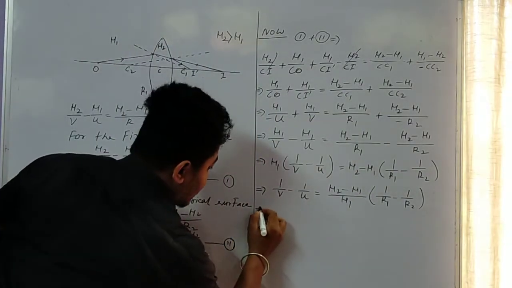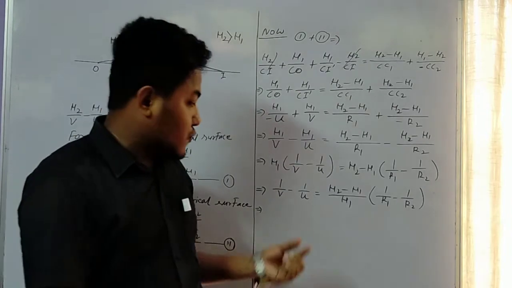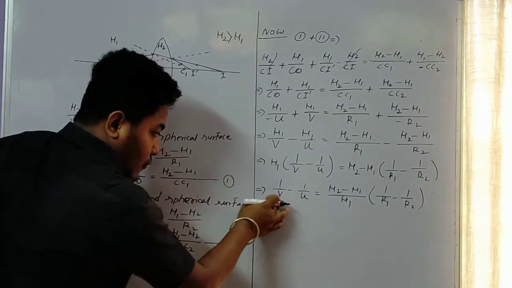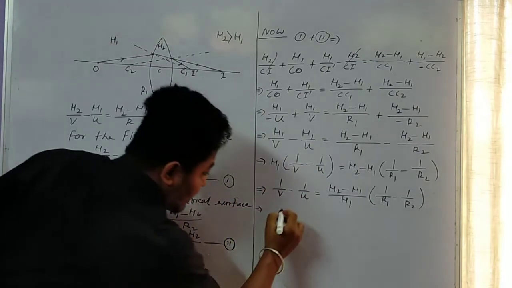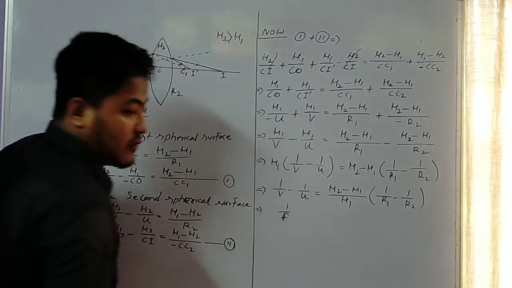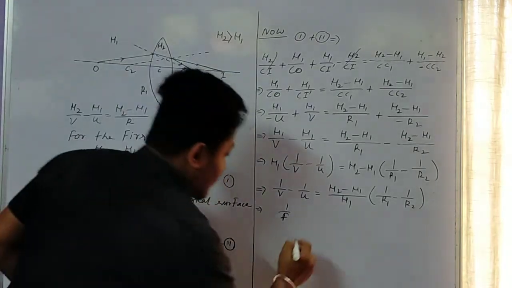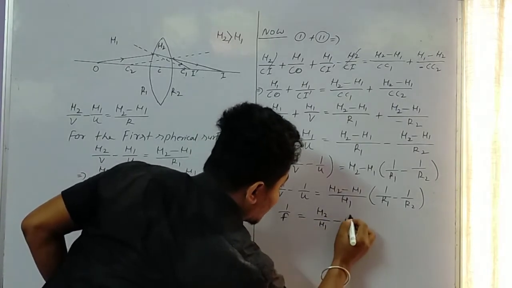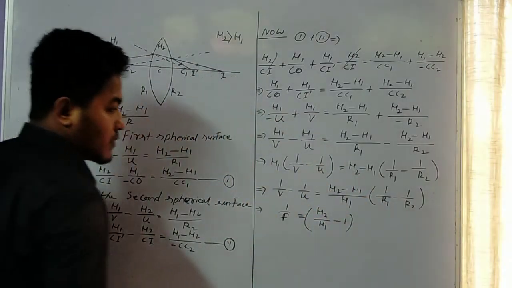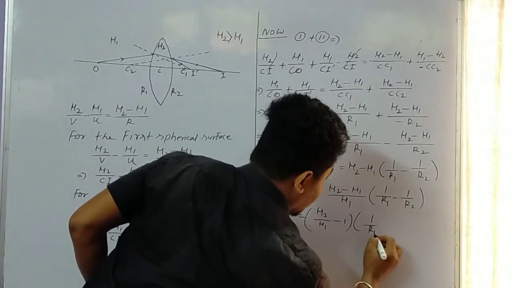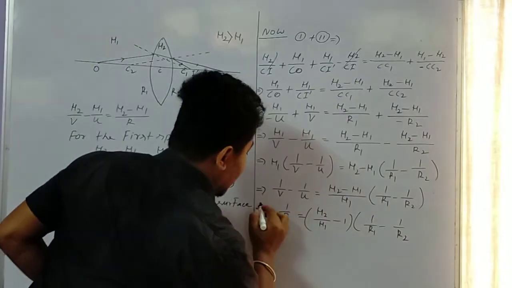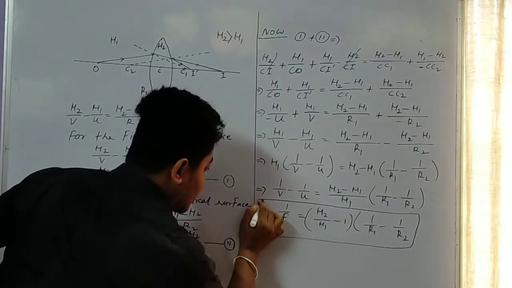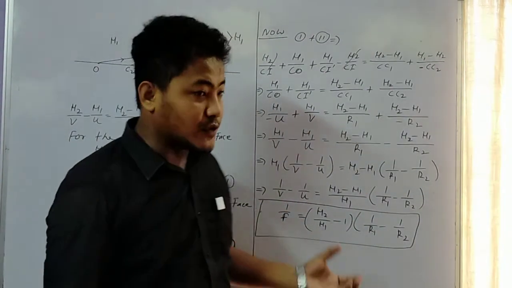So at the end I can write this is 1 by v minus 1 by u. What is 1 by v minus 1 by u? It is exactly 1 by f from the lens formula. In place of 1 by v minus 1 by u, we can write 1 by f, is equal to mu2 by mu1 minus 1. Mu1 will be cancelled out. So at the end it is 1 by r1 minus 1 by r2. That is the required lens maker formula for us, and you should practice it hard. That is a very important formula.